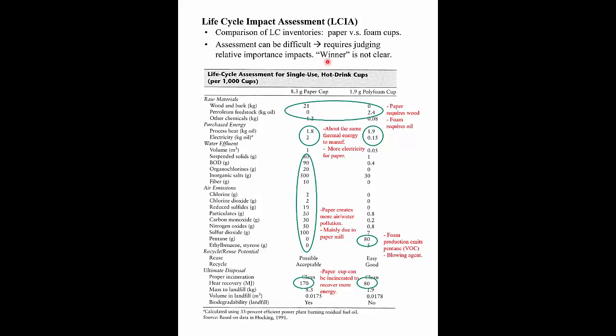So you can see that if you look at these different categories, the winner is really quite hard to judge. So that gives you some concept of how hard life cycle assessment can be in terms of judging one product being better than another. You kind of have to decide what environmental impact category is more important, whether climate change is more important than, for example, water pollution.